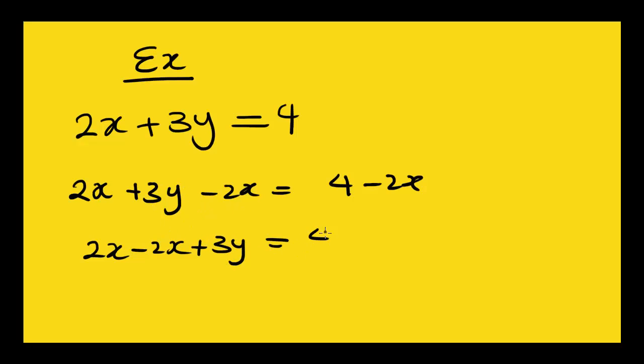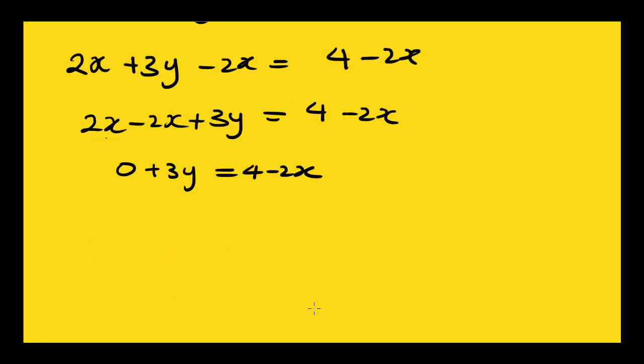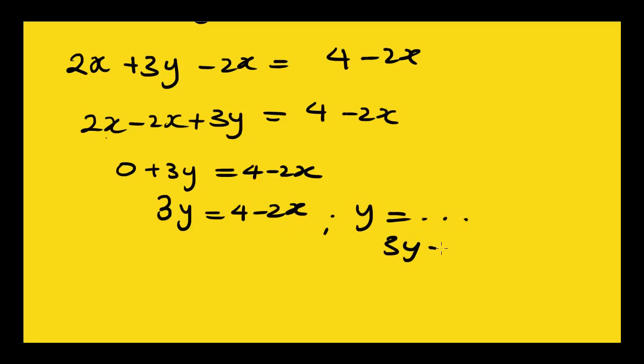That's all I'm doing. I get this. Now you can see that 2x minus 2x cancels out to give 0. So 0 plus 3y equals 4 minus 2x, which is 3y equals 4 minus 2x. Again, remember, we want y equals something, not 3y equals something.